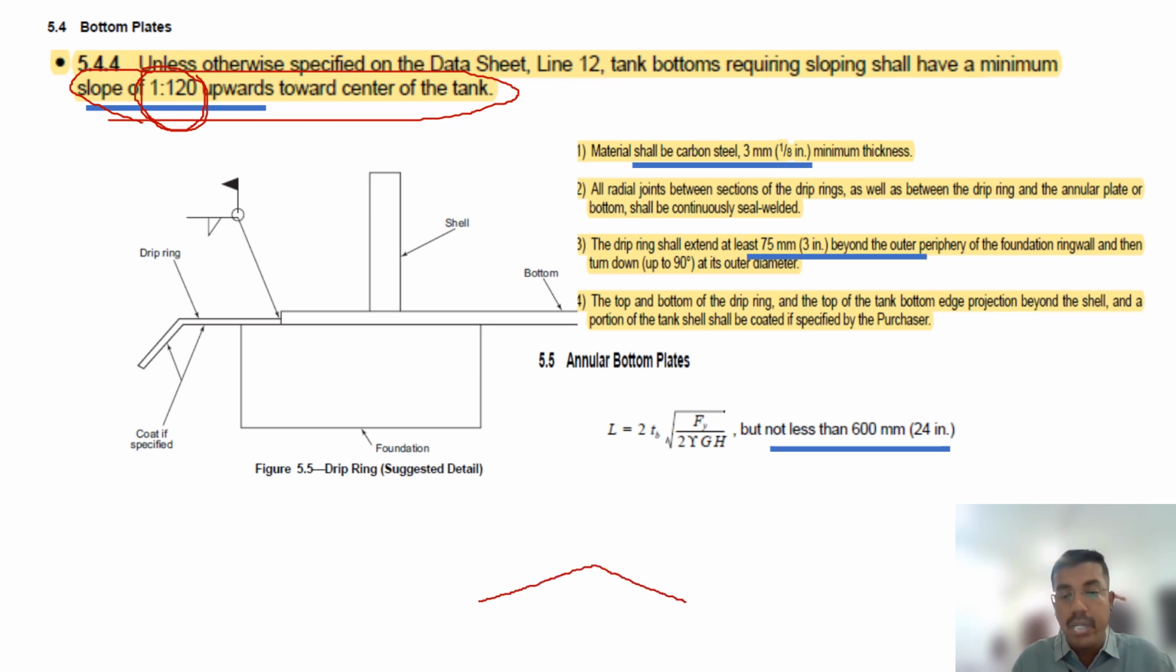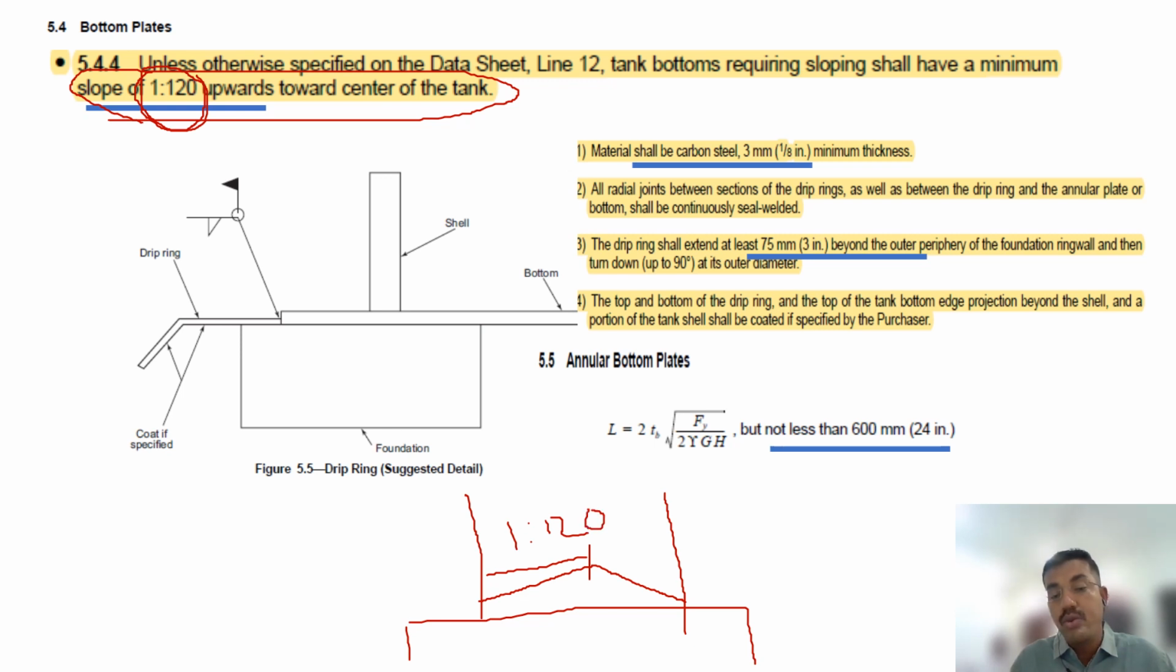this is my tank bottom. I just made it, it's not perfect. Anyway, this is the foundation. So this slope should be 1:120. That's what it is saying.